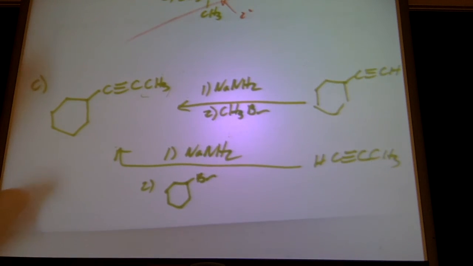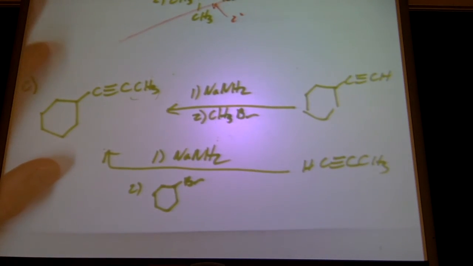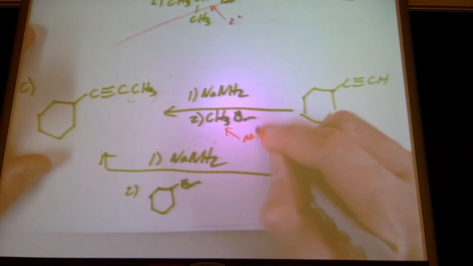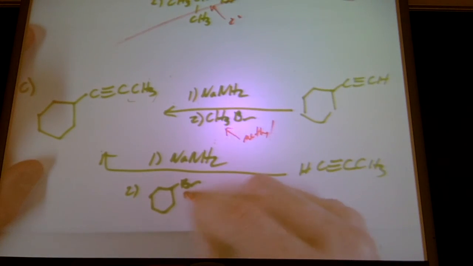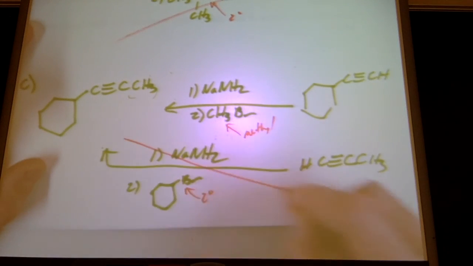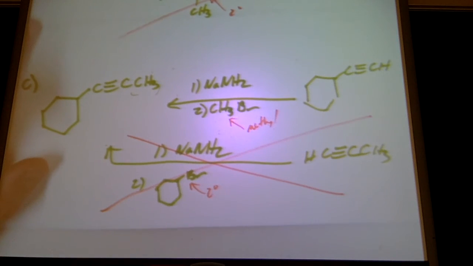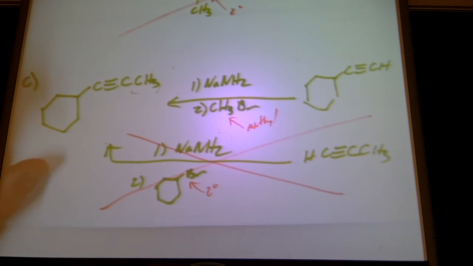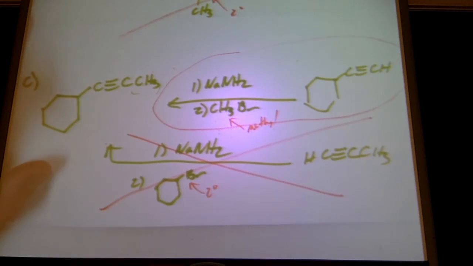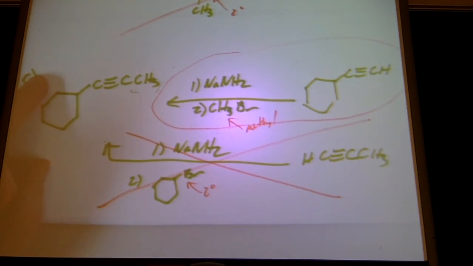Then I'd have to add a ring to my end of my triple bond. Here, methyl group, secondary halide. Again, the methyl group would work, methyl and primary. Secondary would not work. So only one possibility there as well.